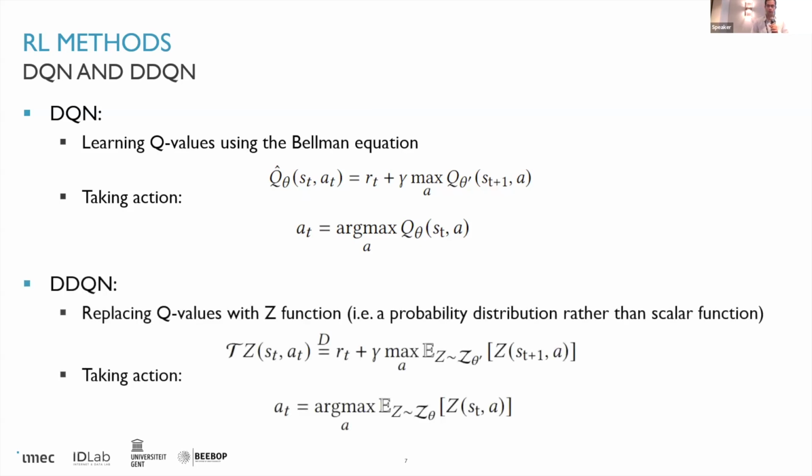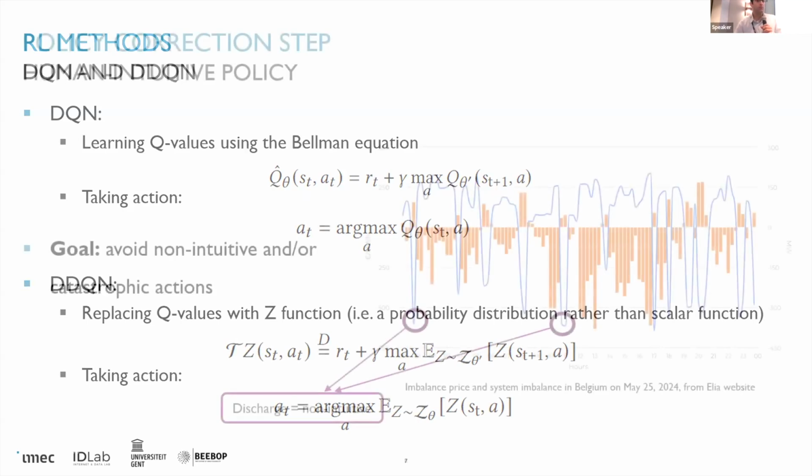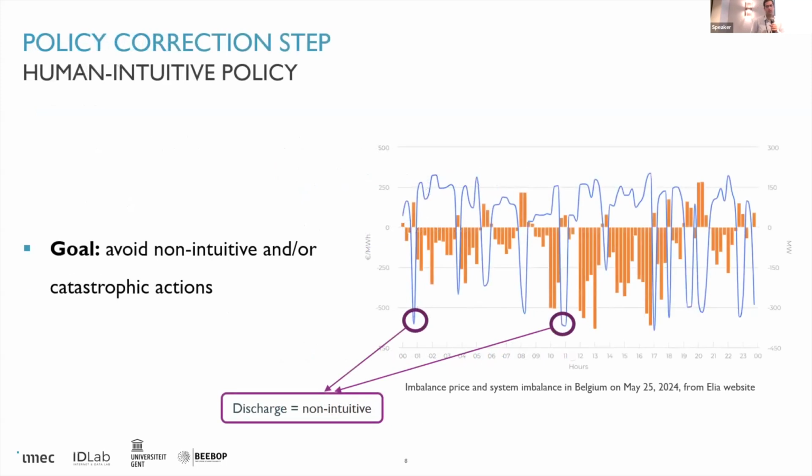In the distributional DQN, we replace this Q network with a Z function, which is a probability distribution of returns. And it leads to the equations that you can see in the slides. But as I mentioned earlier, there is no guarantee for RL methods to lead to a safe policy.